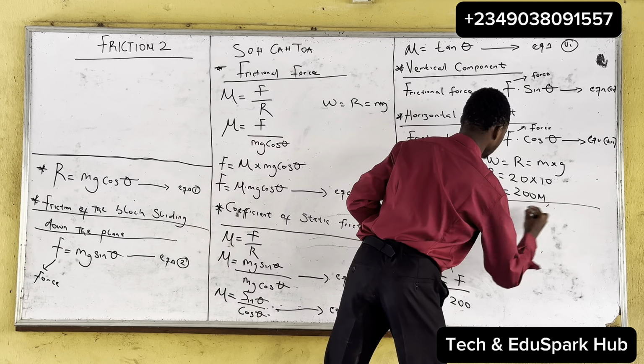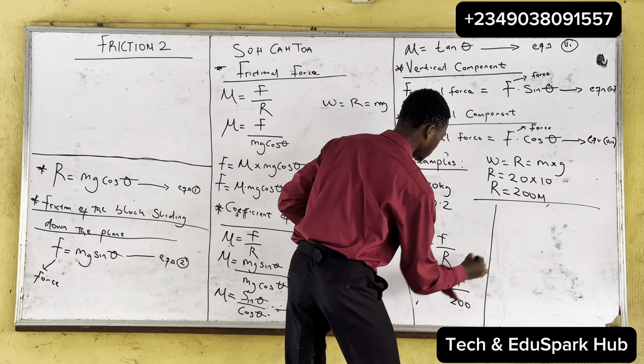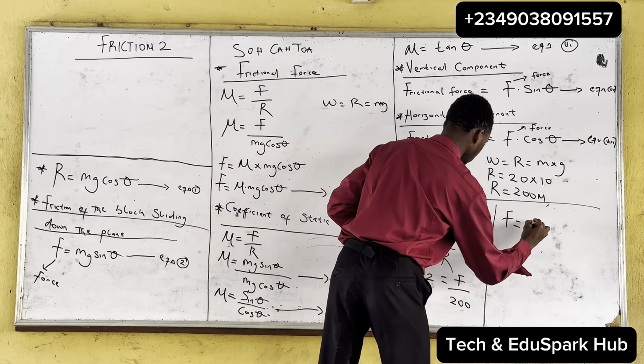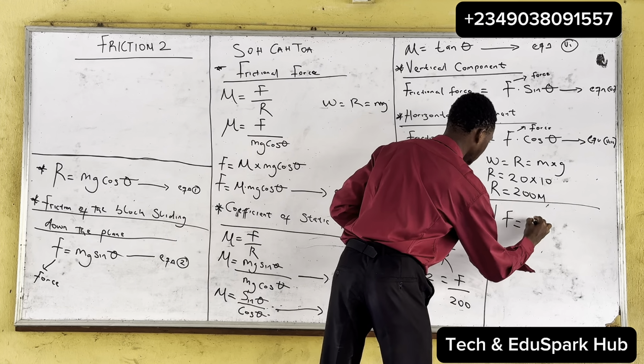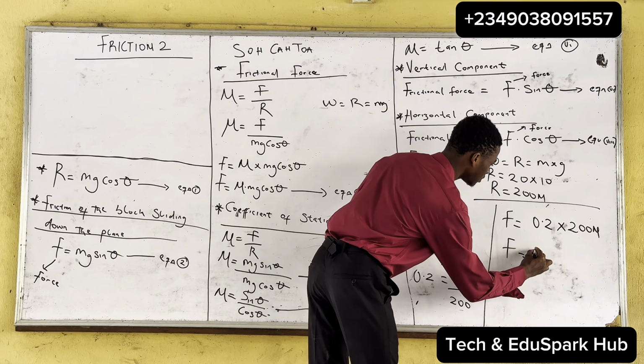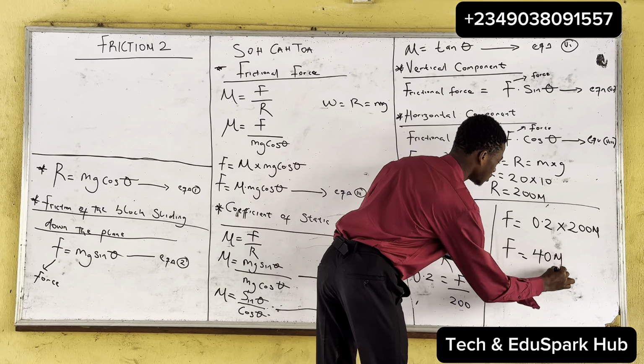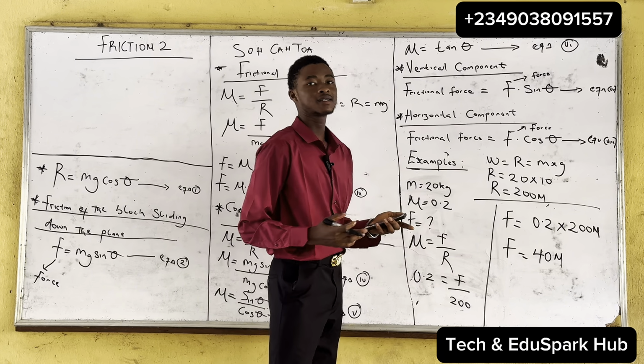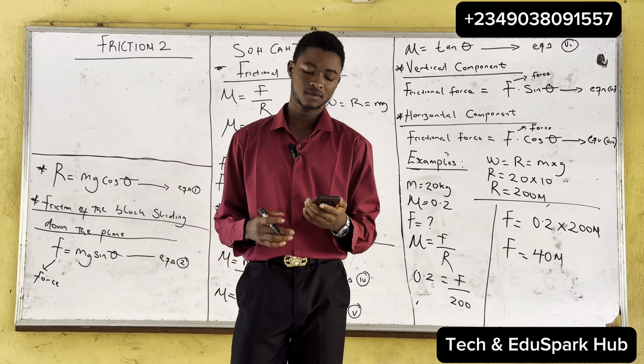So when we cross multiply, we have our frictional force equal to 0.2 multiplied by 200 Newton. So our frictional force will be equal to 40 Newton. And this is our final answer to questions of this type.